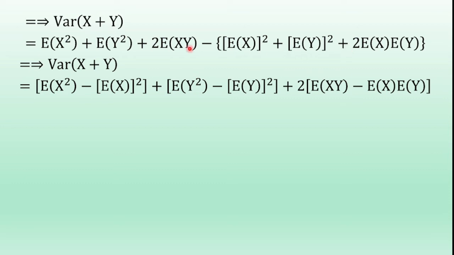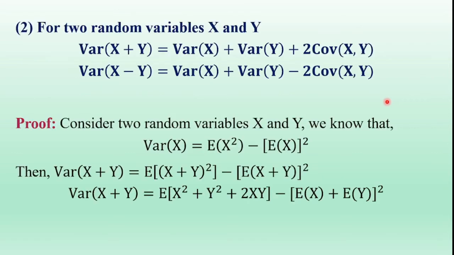At the same time, the RHS of this term is arranged as expectation of X square minus expectation of X whole square plus expectation of Y square minus expectation of Y whole square plus 2 expectation of XY minus 2 expectation of X expectation of Y. Using the definition of variance: expectation of X square minus expectation of X whole square is variance of X.